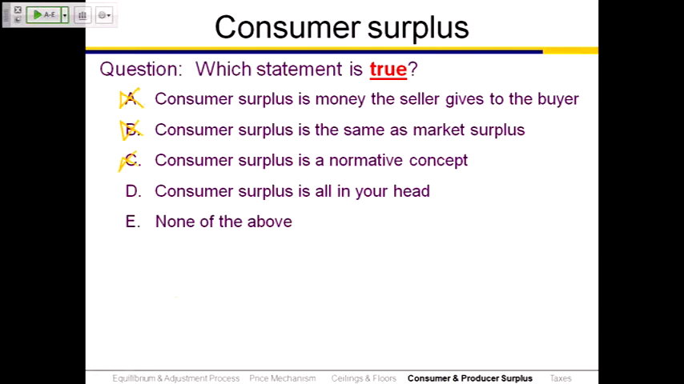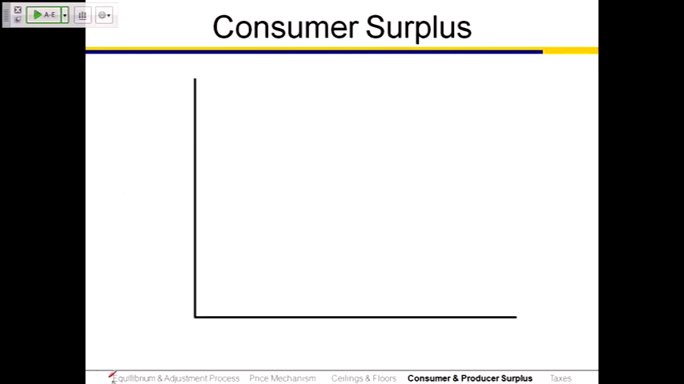It's not normative. It's a positive economic concept. Straight off, this is what it's defined as. This is how we use it. It's all in your head. Right? Because it's that woohoo. That woohoo is all in your head. Consumer surplus is all in your head. There's no money that changes hands. It's that feeling of I got a steal, I got a deal. But even though it's all in your head, we can show it on a graph because we're economists. All right, let's draw a graph.